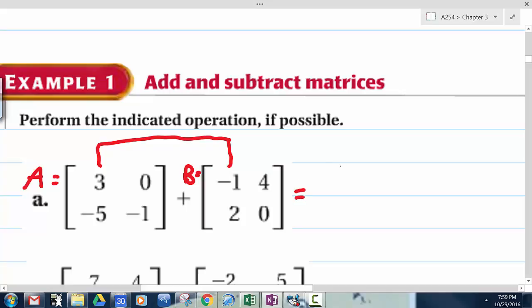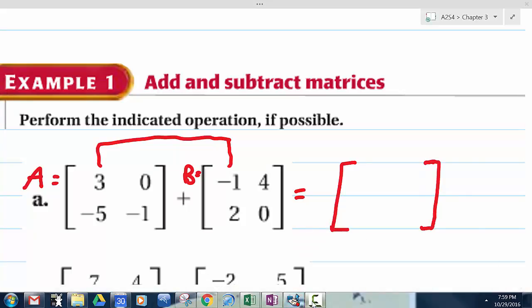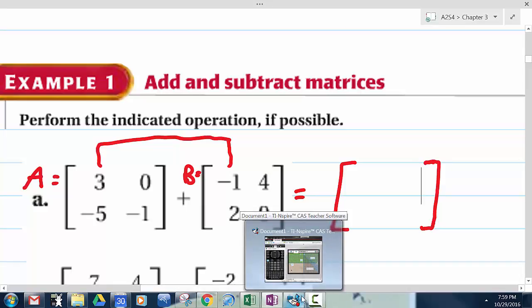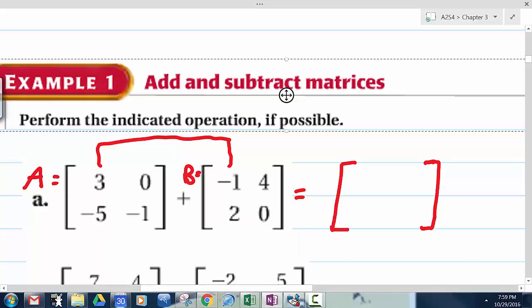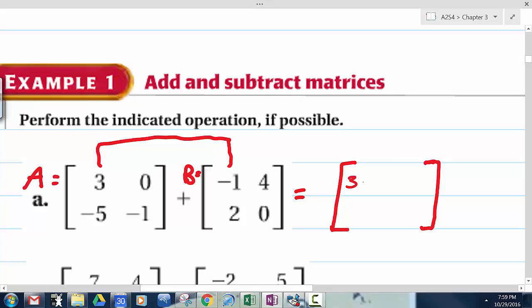Let me actually show you what I mean. So let me get a matrix there. Let me just make sure I'm rolling. Looks like I am. Let me get a matrix there, and with this matrix let's add the numbers together. So the first row, first column in A is 3. I'm adding that to -1.